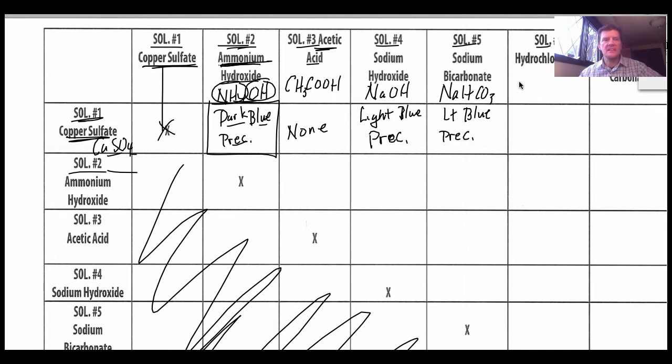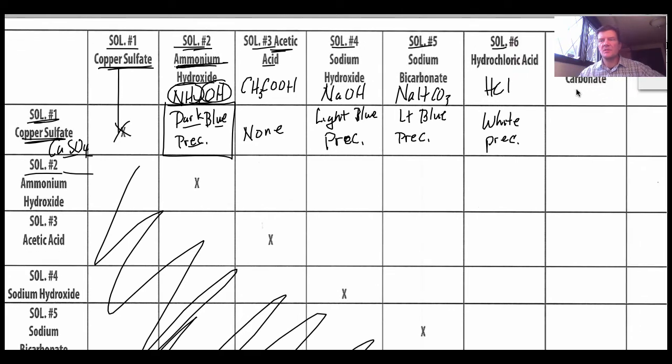Hydrochloric acid and copper sulfate, this is HCl by the way, is going to form a white precipitate. So you can be writing all these into your table right now. And number 7, the sodium carbonate. Sodium carbonate is Na2CO3, and that is going to give you also a light blue precipitate. Okay, so record those. Let's go to the next line here.